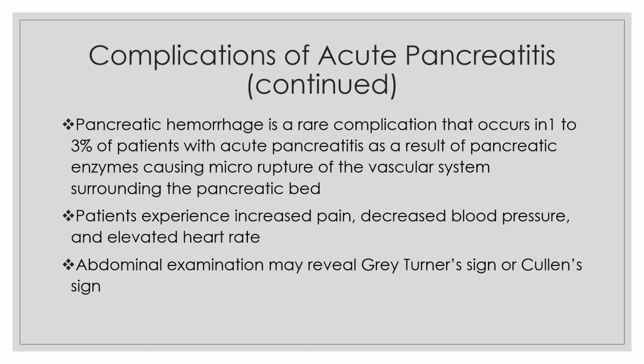Pancreatic hemorrhage is a rare complication that occurs in 1 to 3% of patients with acute pancreatitis as a result of pancreatic enzymes causing micro rupture of the vascular system surrounding the pancreatic bed, and this is also due to the autodigestion of the pancreas. Patients will experience increased pain, decreased blood pressure, and an elevated heart rate. Abdominal examination can reveal Gray-Turner sign or Cullen's sign.